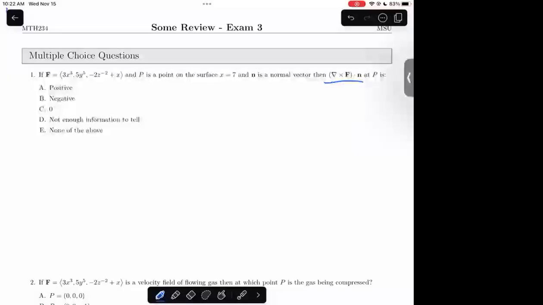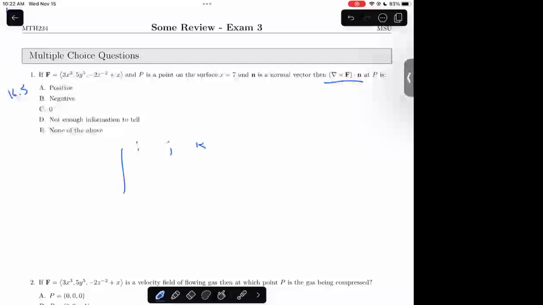And the question is, is that number positive, negative, 0, not enough information to tell, and none of the above is kind of a silly answer there, but fine. All right, so the big thing is to calculate out our curl. So we learn, and this is a 16.5 style question here.